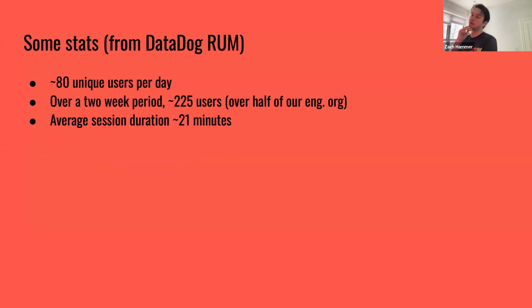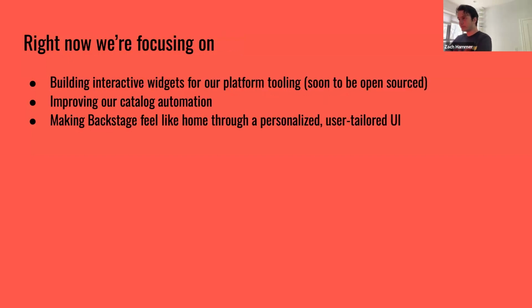Just for a bit of data, we use Datadog RUM to get analytics on our Backstage instance. On a given weekday, we have about 80 users on the Backstage platform. Over a 2-week period, we have about 225 unique users on Backstage. That's over half of our engineering organization. And according to RUM, the average session duration on Backstage is about 20 to 21 minutes.